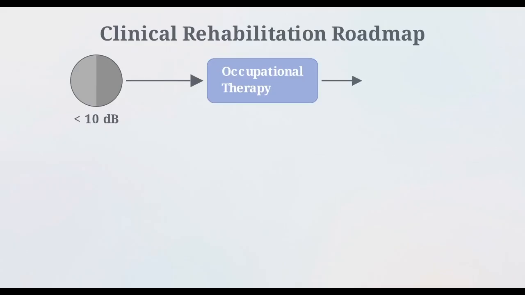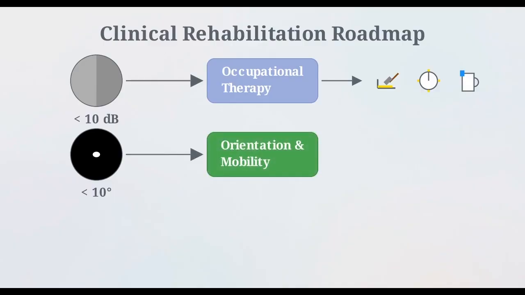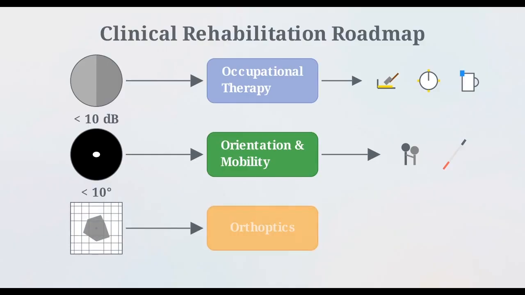This data drives specific environmental modifications, like applying high-contrast paint to stair edges, installing tactile markers, or prescribing electronic pouring devices for the home. A visual field restricted to under 10 degrees mandates an orientation and mobility instruction referral. The mobility instructor uses this data to train the patient in sighted guide techniques and the use of a symbol cane for spatial navigation. A mapped central scotoma requires targeted orthoptic intervention.